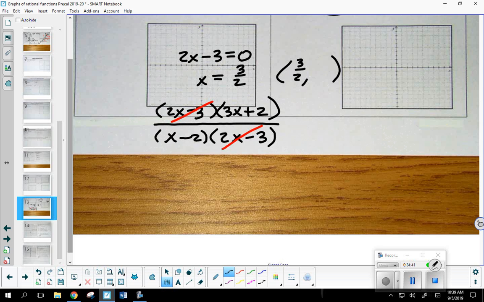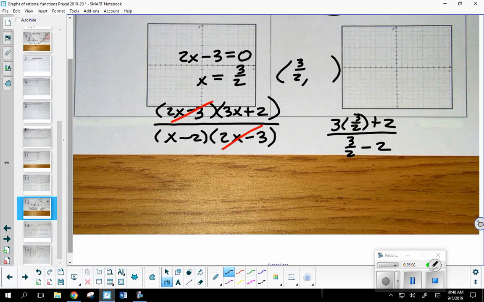How do I go ahead and get the y? We plug it in. The only difference here is that now there are several places on different levels where I'm going to plug that in. It doesn't change anything. So 3x plus 2 becomes 3 times 3 halves plus 2 over x minus 2, 3 halves minus 2. Okay, so now I just need to simplify the whole thing.